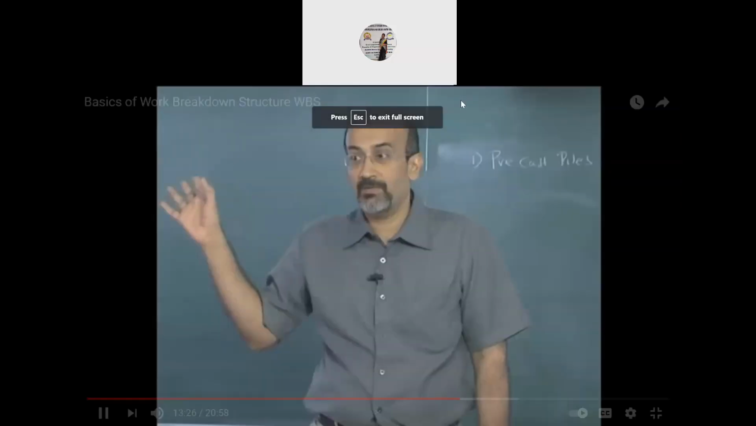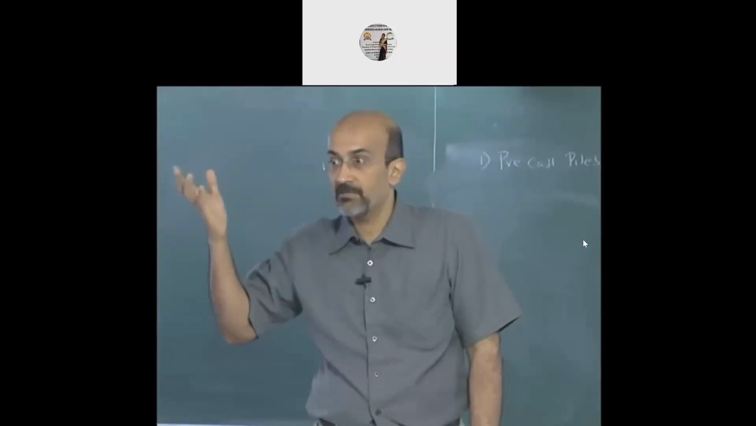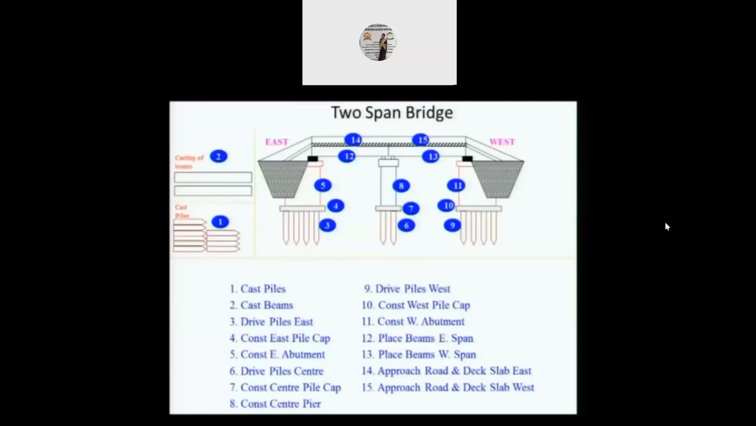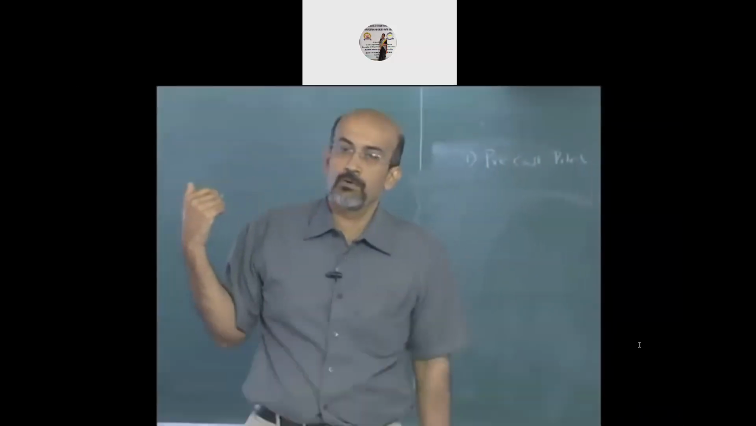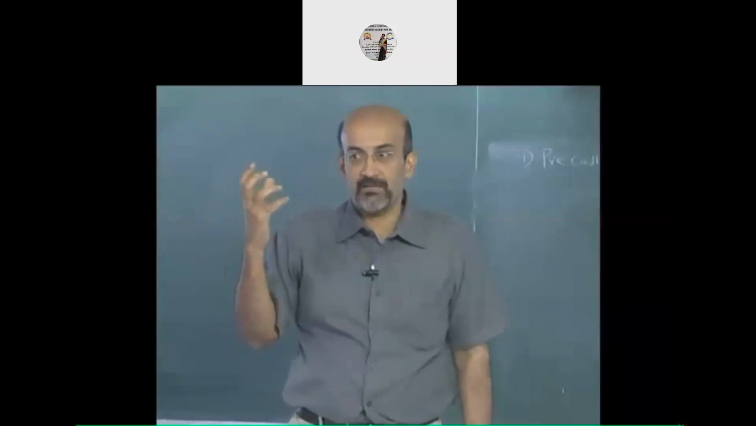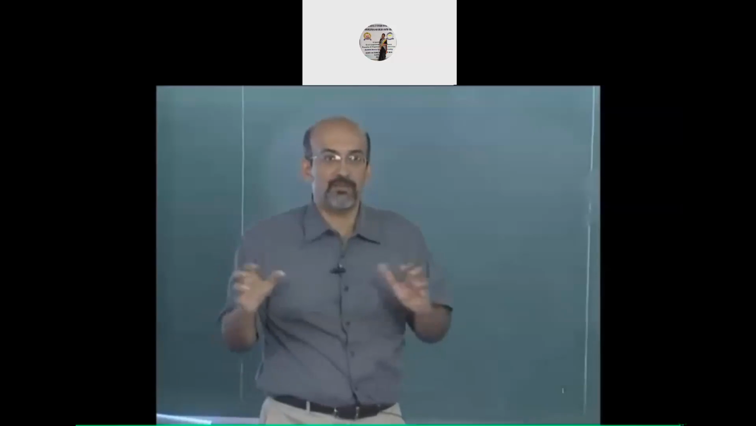Like we said earlier, I only say substructure work, superstructure work. Just leave it at that. It's too abstract. This is one level of detail further. On what basis is this broken down? It's a component breakdown. We have taken the various components of the bridge and tried to break it down as much by component. Once we put all these components together, we have the bridge.